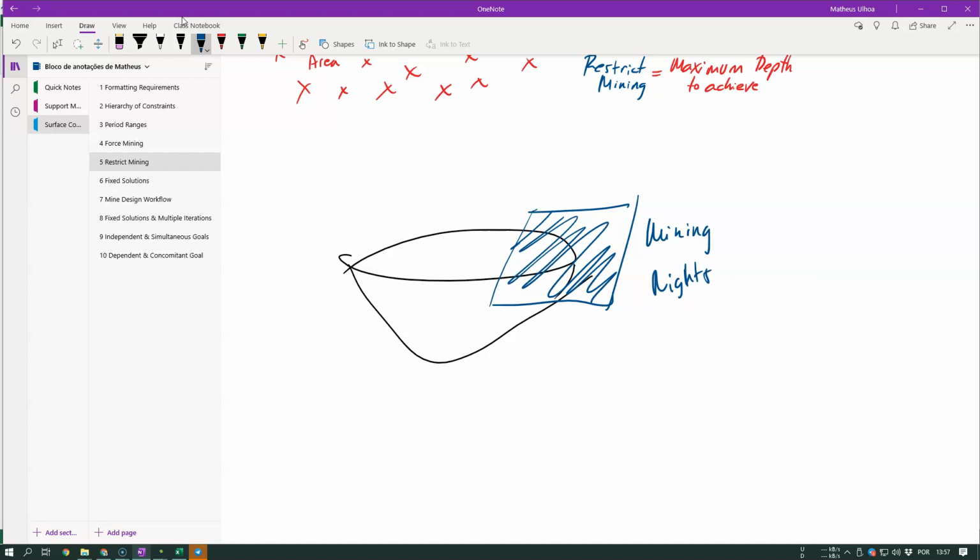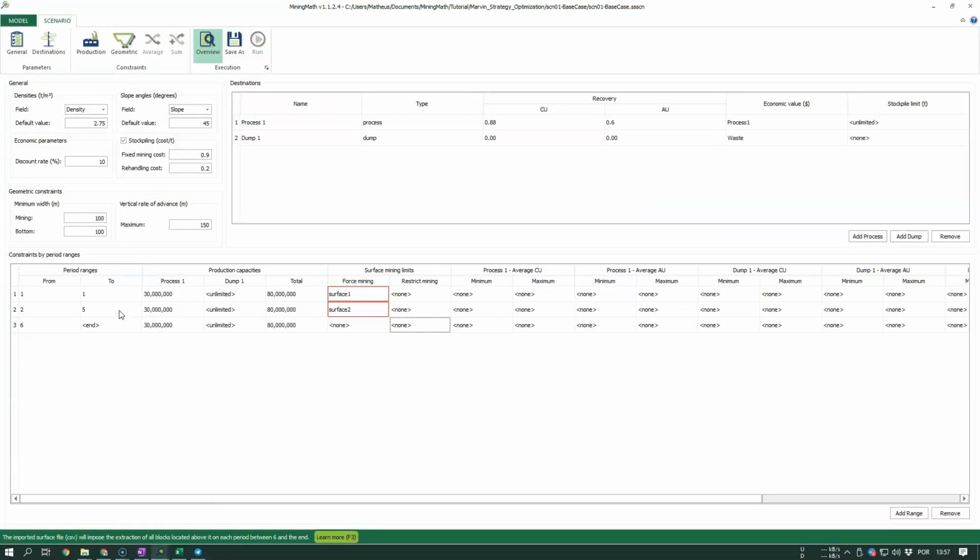So anything below the surface, or this grid of the surface, will not be mined. Anything immediately below this, let's imagine a projection of this rectangle over here up to the base of the model. This region would not be mined until the specified period of time.